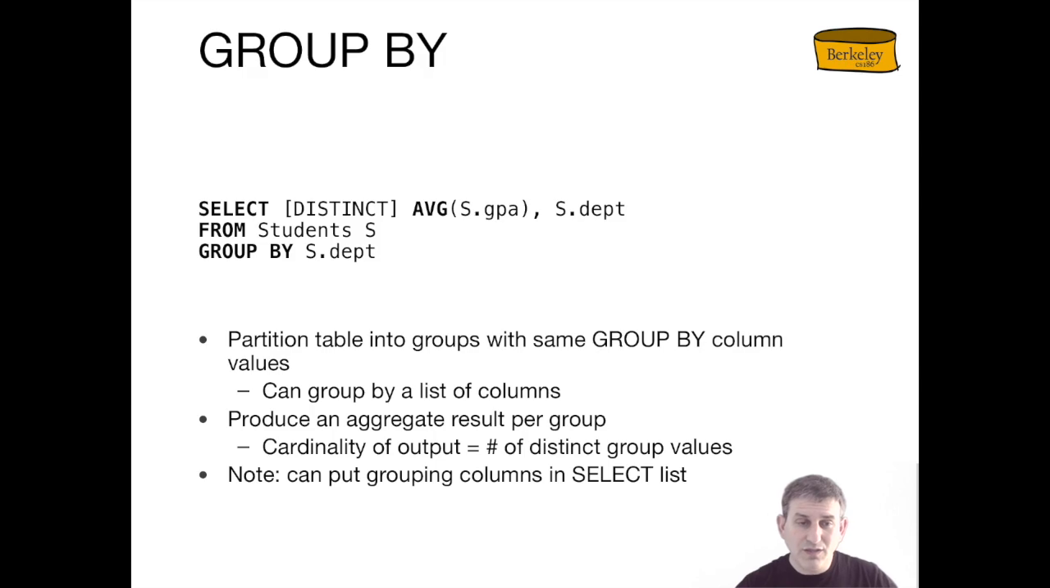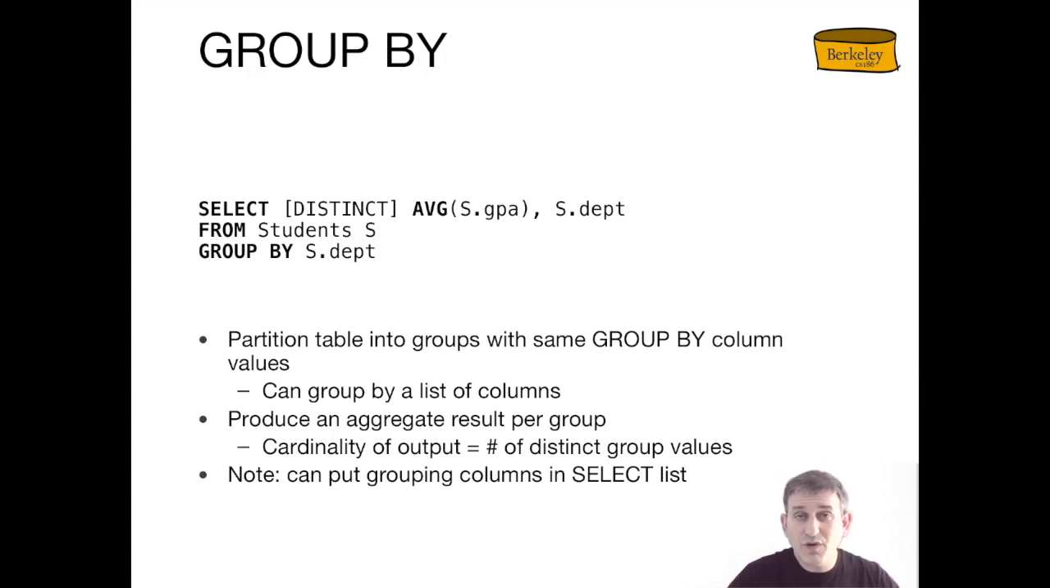What this is going to do is partition the table into groups with the same group by column values. So all the computer science students will be in one group, all the English students will be in a second group, and so on. The group by clause could be a list of columns. It could be department, comma, year of graduation, and then you'd get a different group for computer science in one year than for computer science in another year. And then for each group, we compute that average, that aggregate.